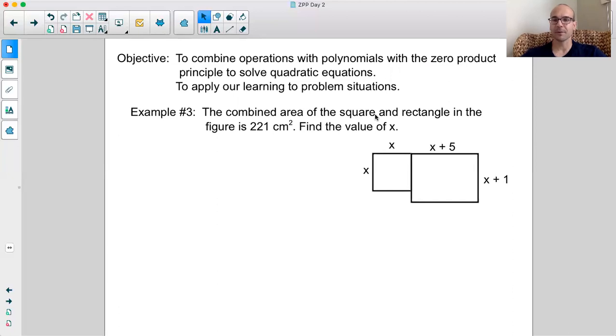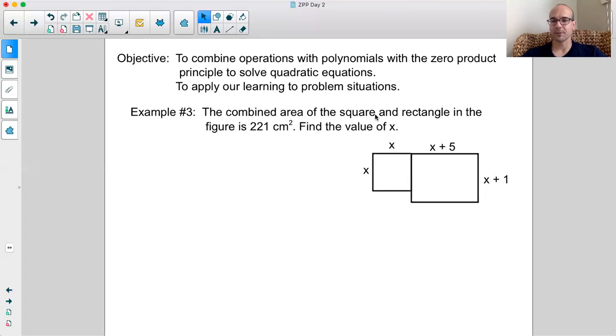So we'll start off with a problem situation. It's going to look real messy to begin with, and then we're going to use that principle. Let's see. The combined area of the square and the rectangle in the figure is 221 square centimeters. Find the value of x.